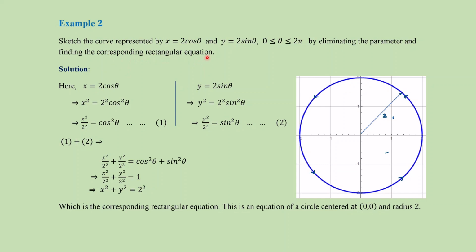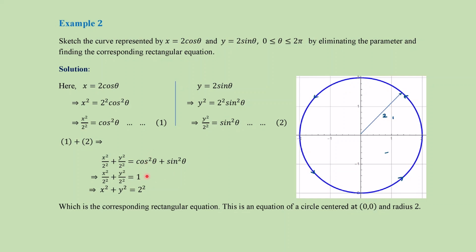Now, if you want to convert a parametric equation to a rectangular equation and it has cosine theta and sine theta, then always think of the formula that cosine squared theta plus sine squared theta is 1. We will use this formula: cosine squared theta plus sine squared theta is 1.